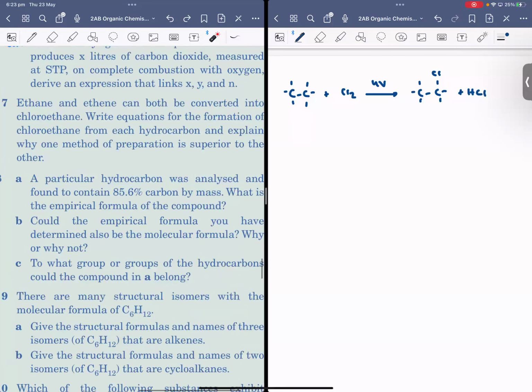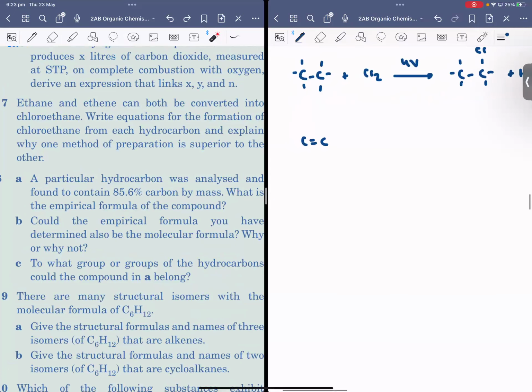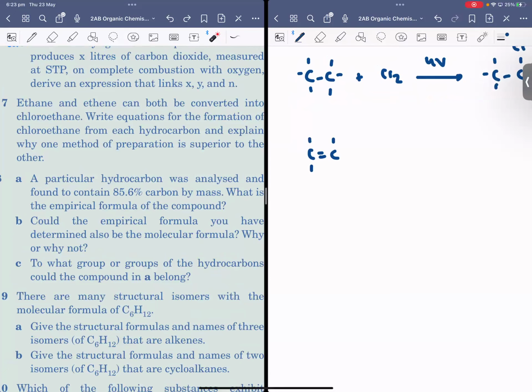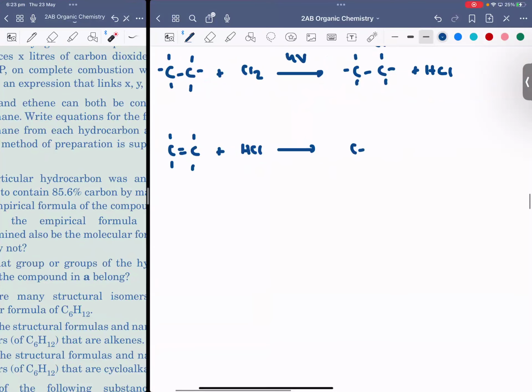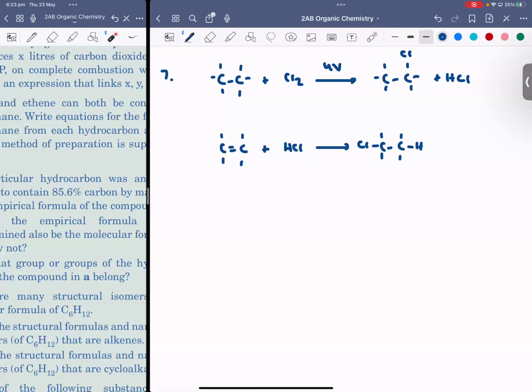What else can you do, guys? You can start off with ethene. And if you start off with ethene, what do you have to add to it? Not Cl2 this time. HCl. And you don't need the UV, right? And all that happens is one carbon will take on the H and one will take on the Cl. That's still chloroethane. Which technique is superior? The addition of HCl to ethene is superior. Why? Higher rate of reaction. Good. Higher rate of reaction.